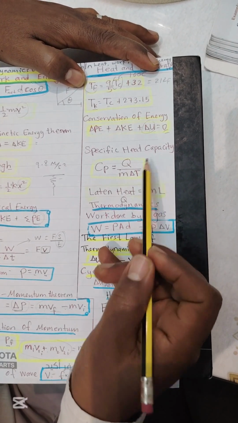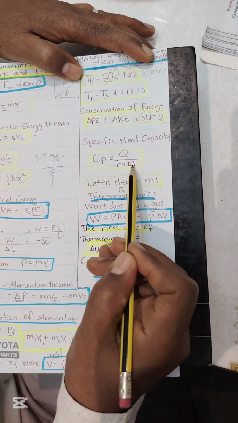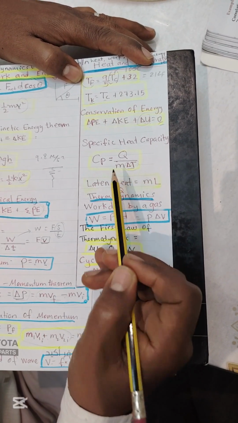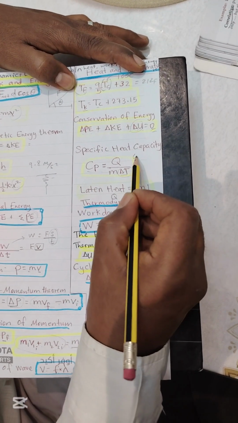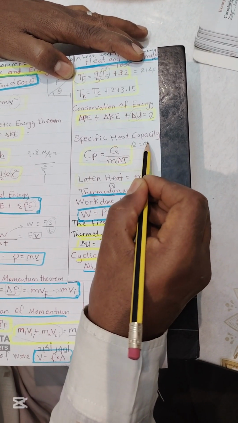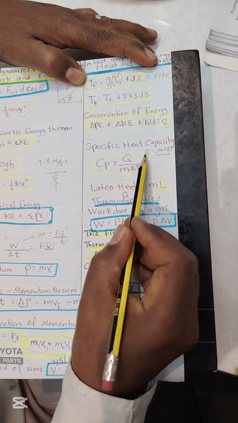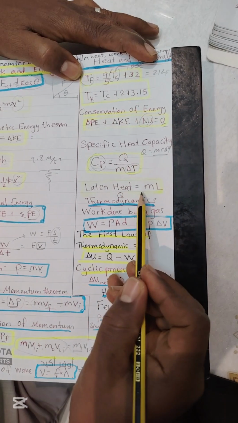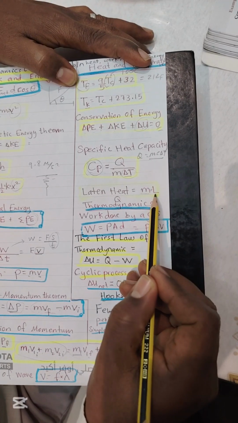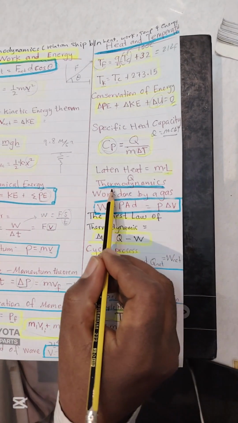Specific heat capacity is Q over mass times change in temperature, where temperature should be in Kelvin or Celsius. But we can rewrite this as Q is equal to m c times change in temperature. We can write it like this if we need the heat, but specific heat capacity is this one. Latent heat is equal to mass times latent heat of fusion or vaporization.